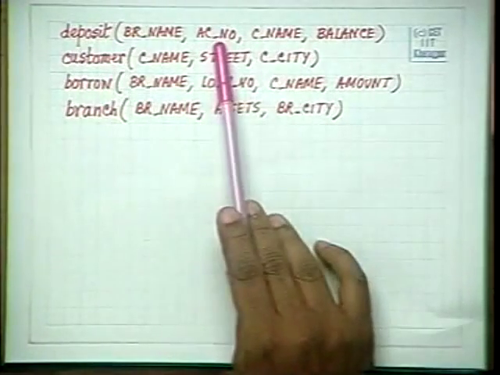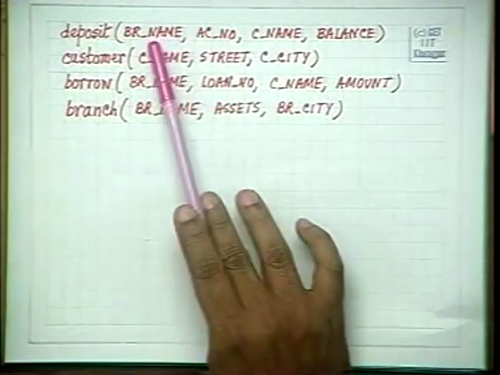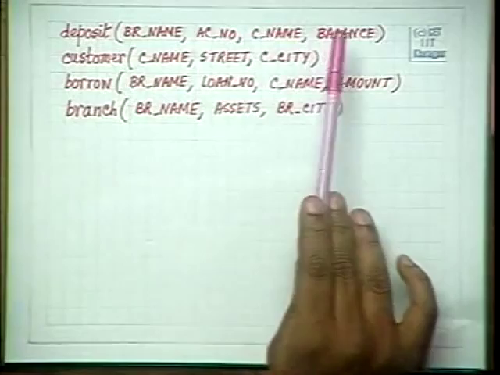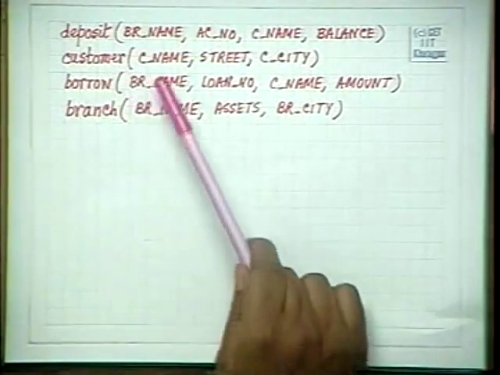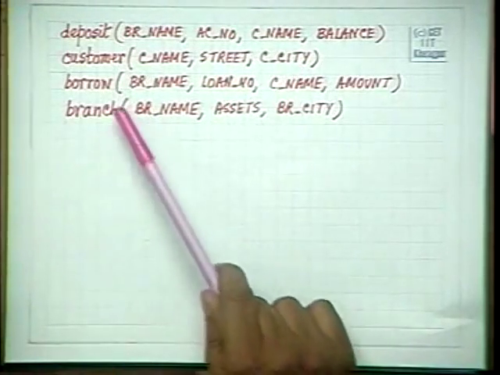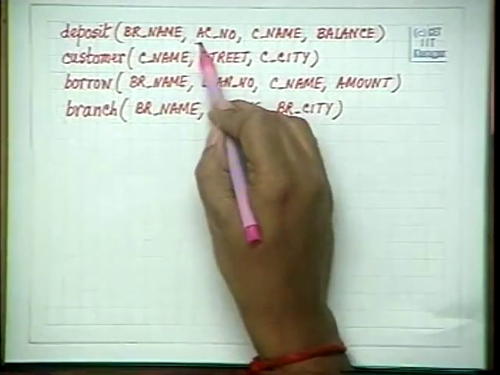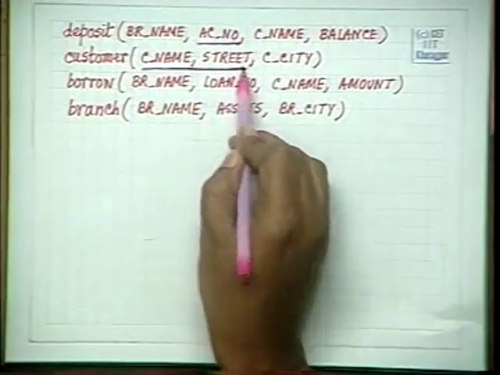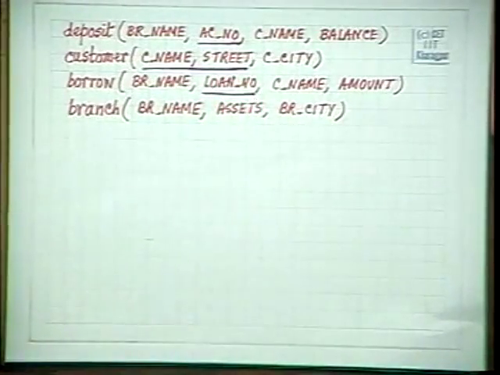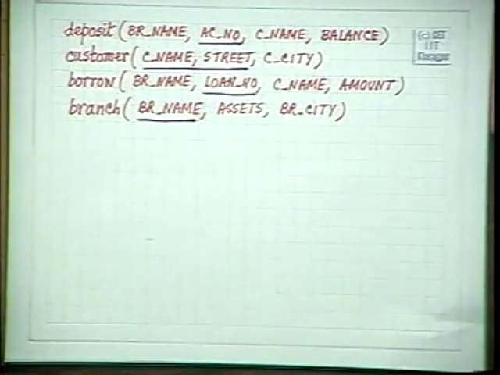In the deposit relation, if account number is the primary key, then account number gives branch name, account number gives customer name, and account number gives balance. Maybe name and street imply the city. Here loan number may be the primary key. Here these two together are the primary key. Here this is the primary key, and here this is the primary key. So based on primary keys, we will have a set of functional dependencies.